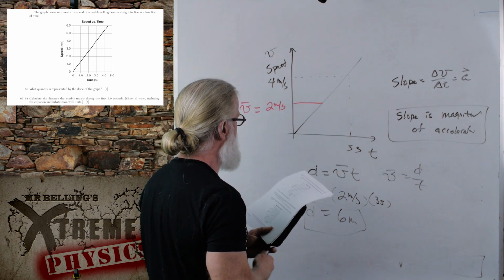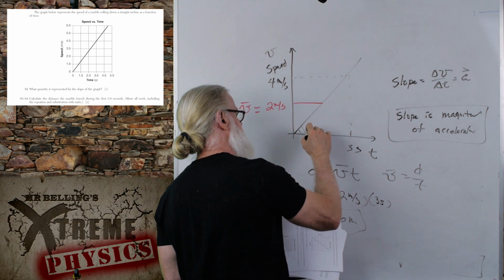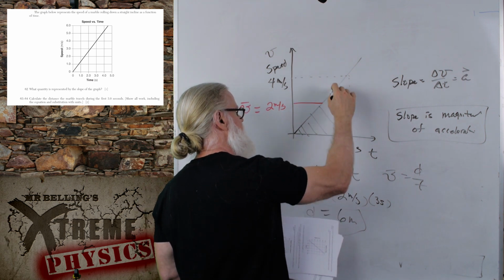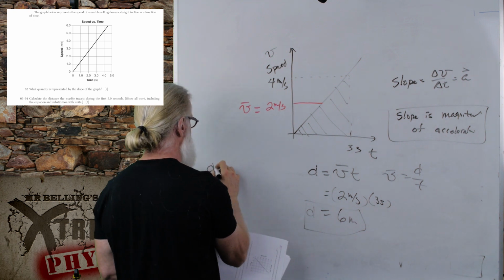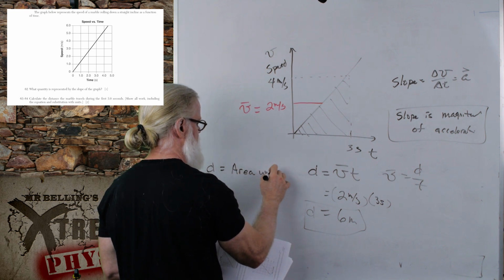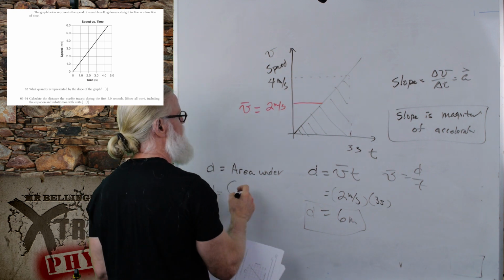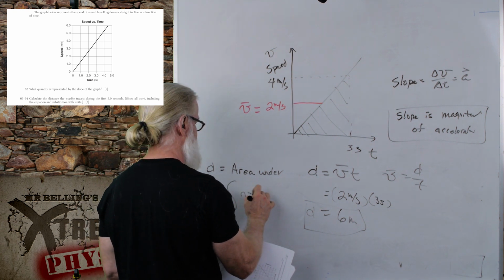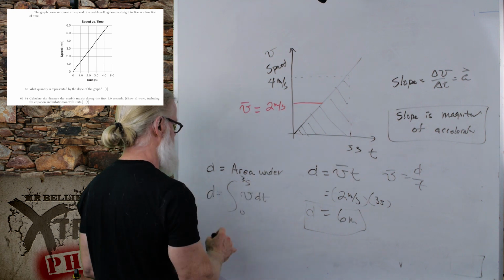Now you could have also found the area under the curve. Those of you fancy pants math people who like their calculus, that is the integral. The area under the curve is also the distance. So D equals area under curve. And if you're in calculus, you know that that is the integral of v dt from 0 to 3 seconds, if you know your integrals.